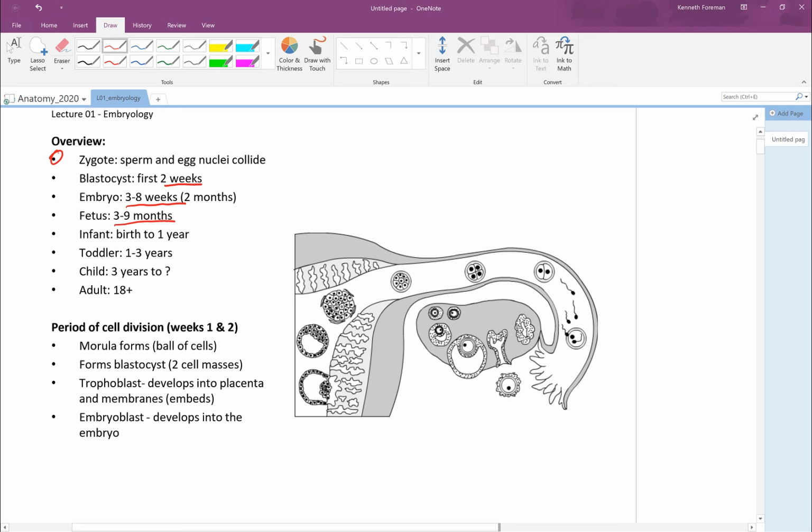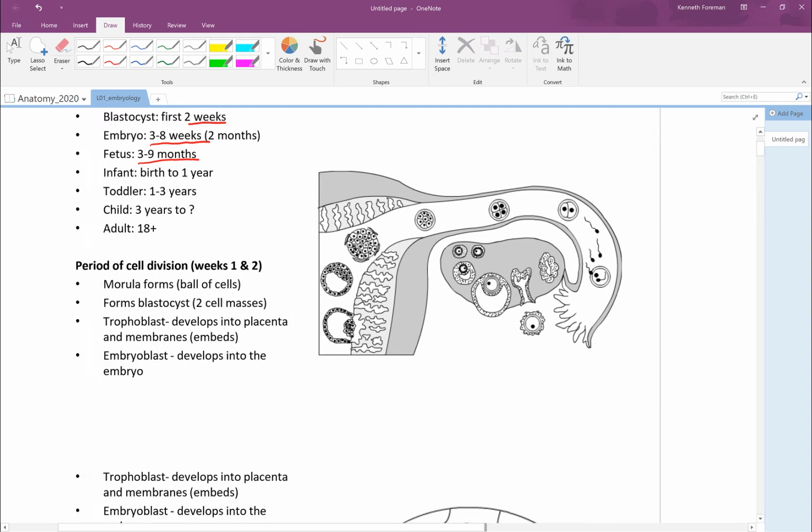Then birth to 1 year we consider infant or infancy. Toddler is 1 to 3 years. A child is 3 years to, and I put a question mark because this really has varied over time. For example, an adult, which is 18 plus, can go into the military, but where is the line between child and adult drawn? I can't exactly always say. It varies, but for the purpose of this class, anything 18 and older is considered an adult.